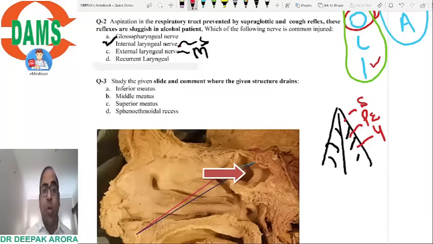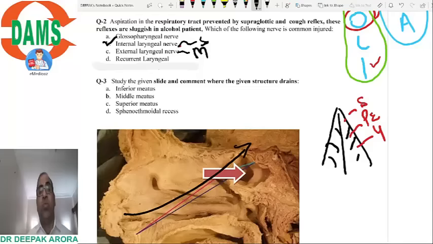And what I'm showing you is the sphenoid bone, most posterior superior. Just focus your eyes on the slide, most posterior superior. So most posterior superior is here sphenoid. So the examiner is asking you, sphenoid sinus is draining into. So sphenoid sinus will be draining into sphenoethmoidal recess.